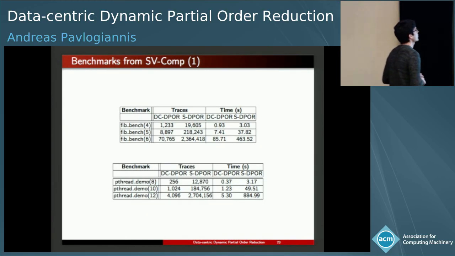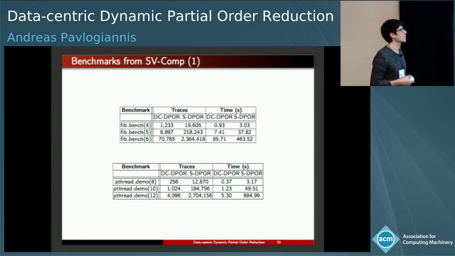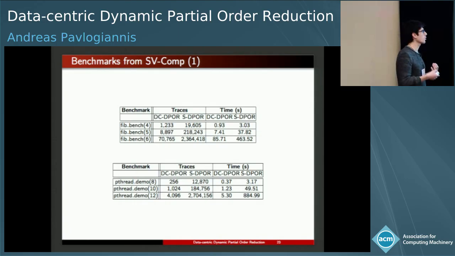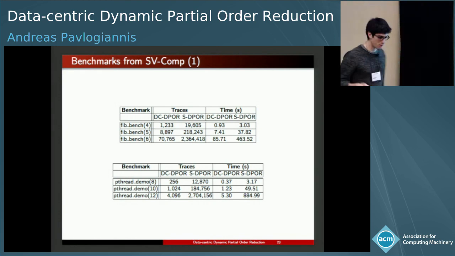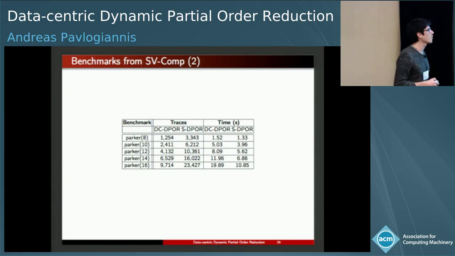We also have a few benchmarks from SV-COMP. So here we focus on benchmarks which we control so that we could control their size, by controlling some loop unrolling parameter. A few examples here. Again, we see that we explore fewer traces, and this takes less time. So yeah, even though our partitioning is always coarser, turns out we're not always faster. There are benchmarks for which we explore fewer traces, yet we're slower.